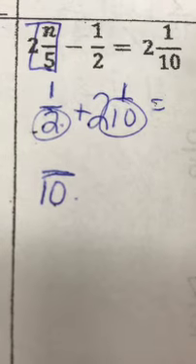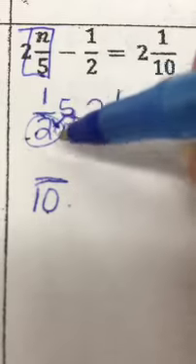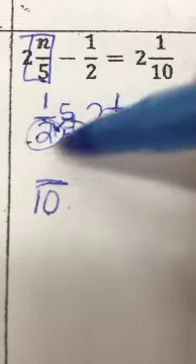Very good, Erica. So to go from 2 to 10, I multiplied by 5. So again, what you do to the bottom, you must also do to the top.